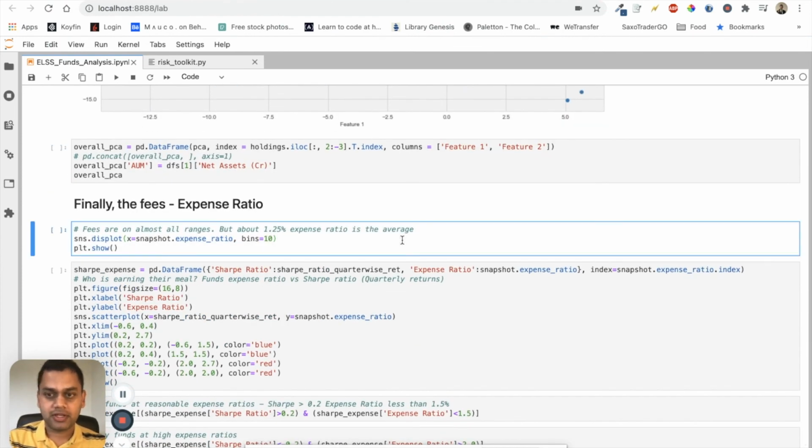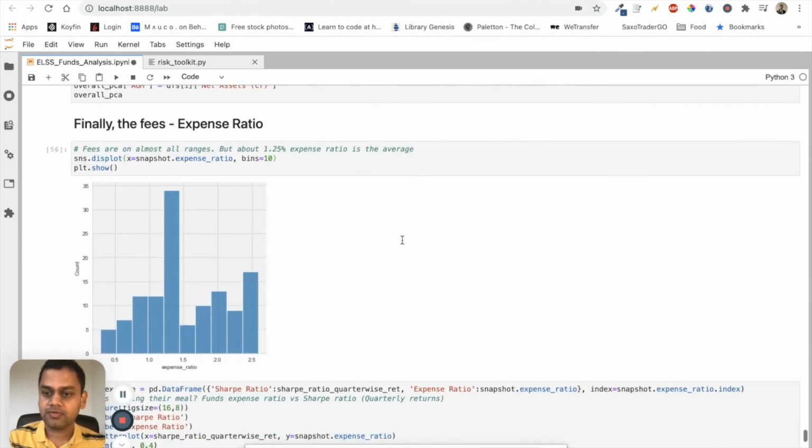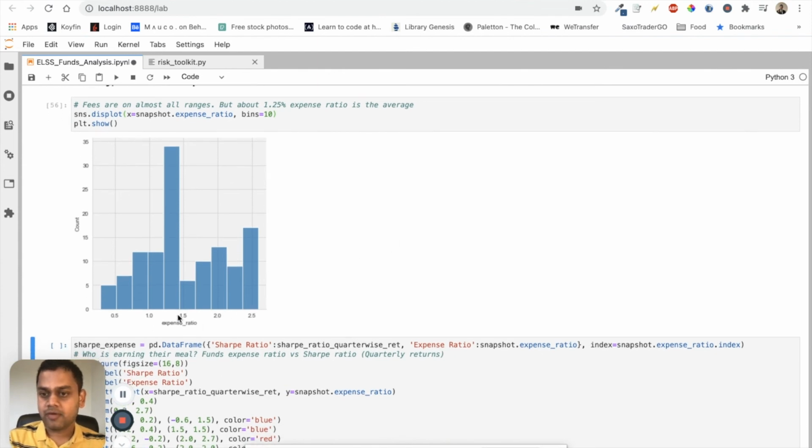Finally, the most important thing: fees. Let's look at how the fee profile is distributed. A vast majority of the funds charge between about 1 to 1.5%, but there are funds which charge 2.5%, and there are funds which charge 0.5%. This gives you a range. So when you're picking a fund, it's important to take a look at the fees, and you can see how they're distributed.